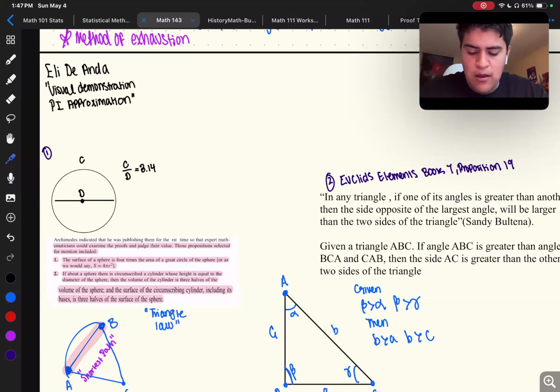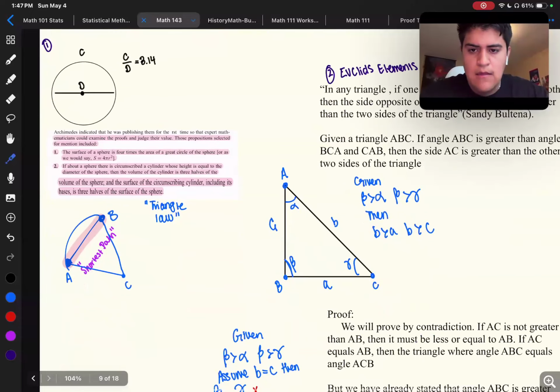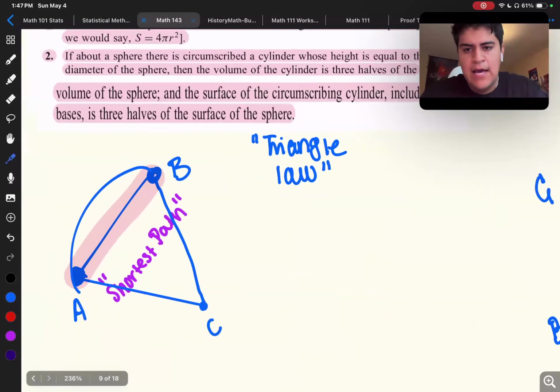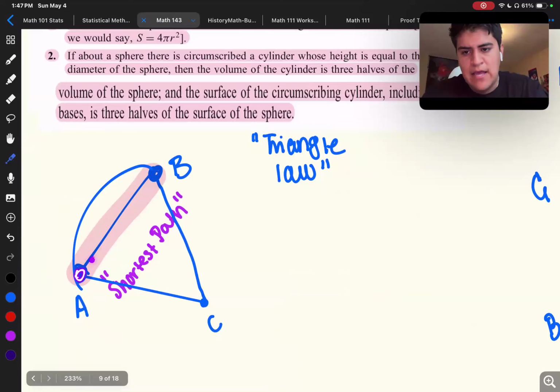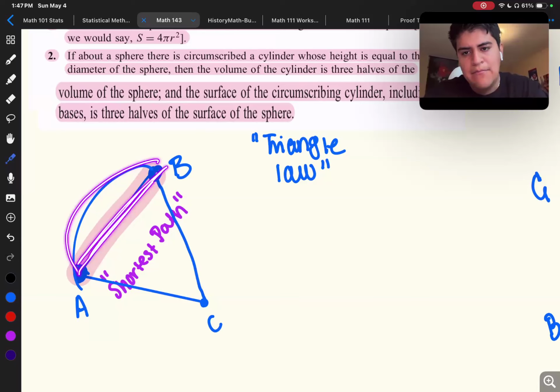A regular polygon is a shape where each side is of equal length and every angle is equal. Here, if we have a triangle and we connect A and B, the shortest path is A to B. And then we also connect it to C, so we have this triangle. Even if we have a curve between A and B, the straight line is going to be the shortest path.